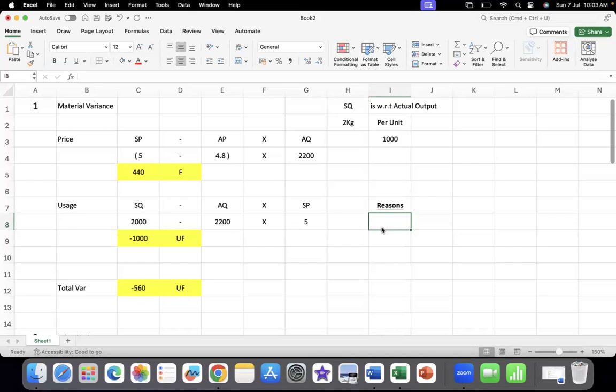Can anybody give me a random guess? We can have a quick discussion on that. No, nobody has an idea on that. What happened that I had to use more material? What happened that I had to consume more material? What could be the reasons?